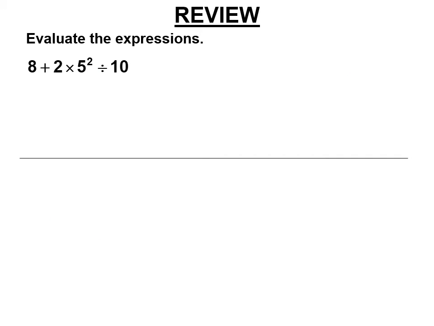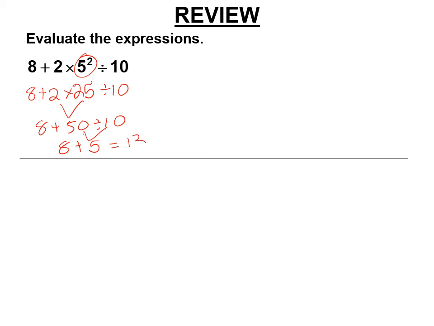Order of operations, all right, so there's an exponent. We're going to do that first. And then we have 8 plus 2 times 25 divided by 10. Oh, here's a perfect example where we have multiplying and dividing right next to each other. You definitely have to do the one on the left first. 2 times 25 is 50, so it's 8 plus 50 divided by 10. 50 divided by 10 is 5. Then you finally add: 8 plus 5 is 13.